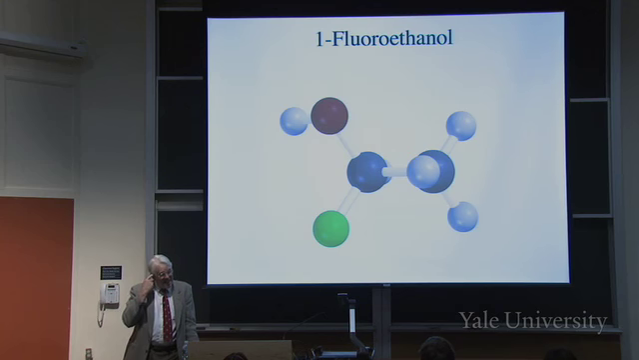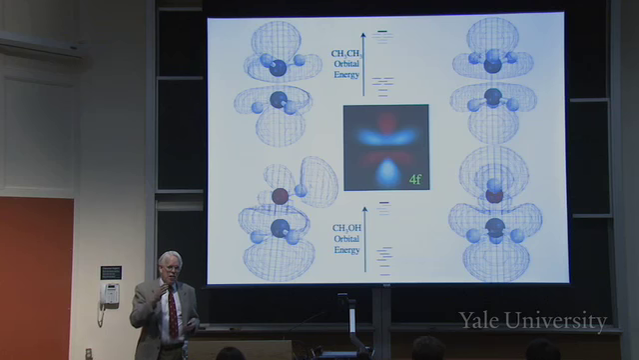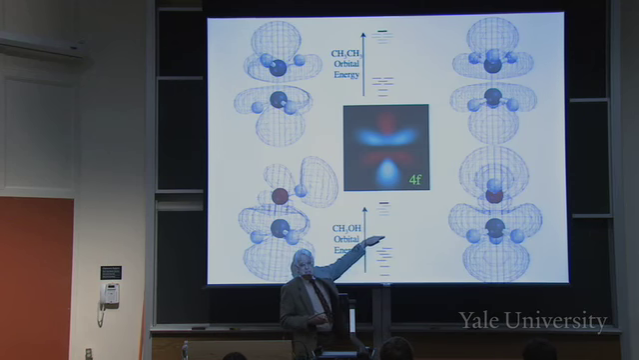And incidentally, remember that for n equals 3, all the orbitals had the same energy before. Now they don't all have the same energy. Notice that they all have different energies. None of them are degenerate.